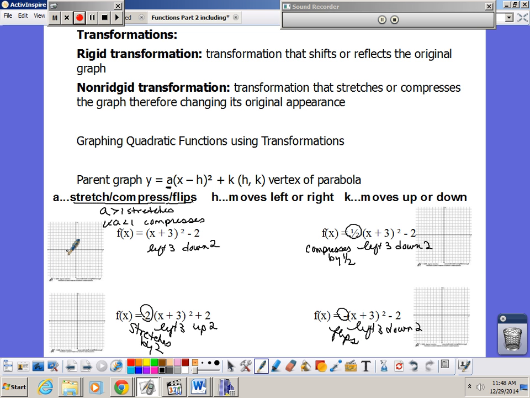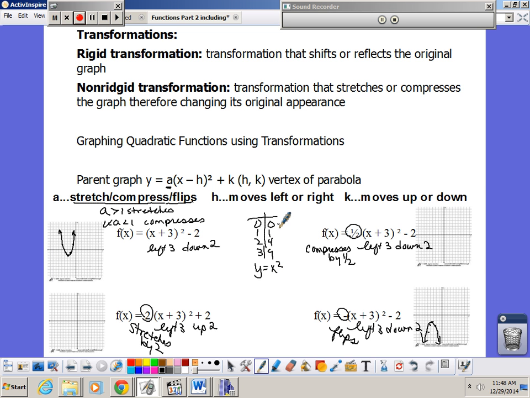So I go left 3 and down 2, and I have a regular parabola: over 1 and down 1, over 1 and down 1, over 2 and down 4, over 2 and down 4, and it just flips. But on the other two, a normal parabola is 0, 0, 1, 1, 2, 4, 3, 9, because it's in the form y equals x squared.